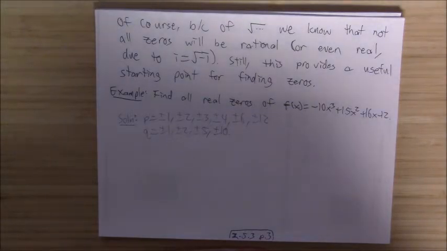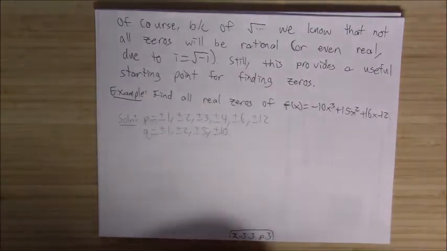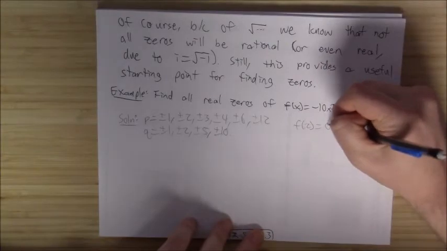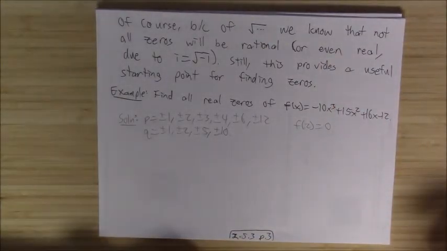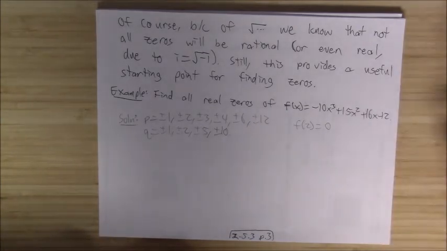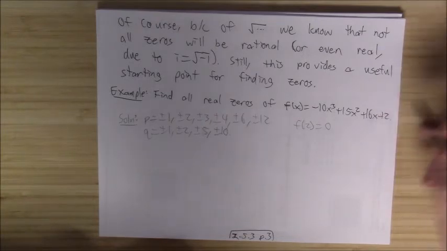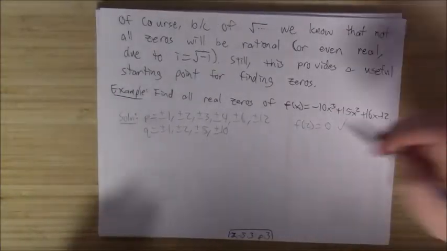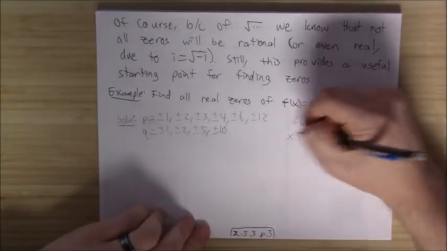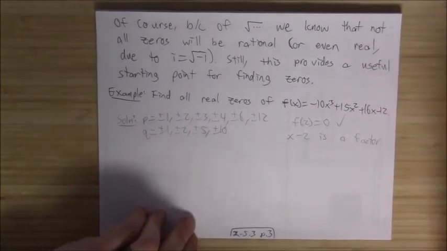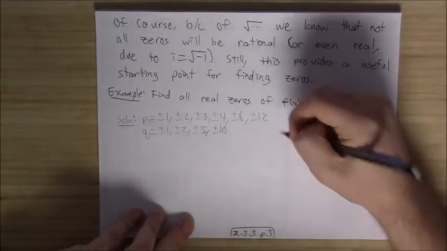x equal 2 actually gives a 0, so if you plug 2 in, you will actually get 0 back out, okay? Because that's negative 80 plus 60, which is negative 20. Negative 20 plus 32 is positive 12, minus 12 is 0. So good. If f of 2 equals 0, that means x minus 2 is a factor. In other words, we should be able to do some synthetic division.